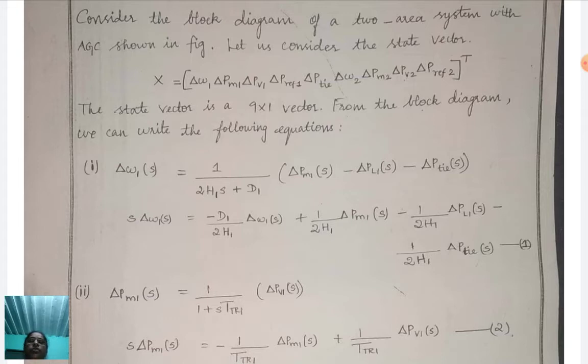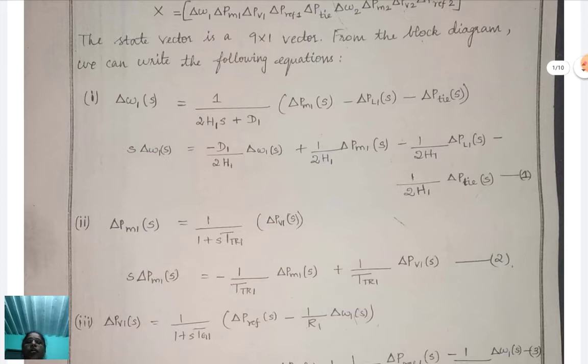Similarly, del omega 2 is the angular velocity of area 2. Then pm2 is the mechanical power developed by area 2. Pv2 is the valve power of area 2. P reference 2 is the reference input of the speed changer. The state vector is a 9 into 1 vector. So from the block diagram, we can write the following equations.